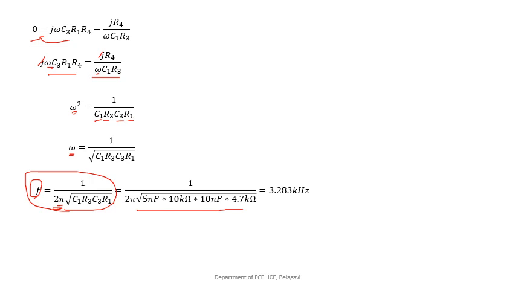For the given problem, you will get the frequency as 3.283. Remember that the Wien bridge is used to calculate frequency, the frequency at which your circuit is working. Or you can calculate capacitance also.